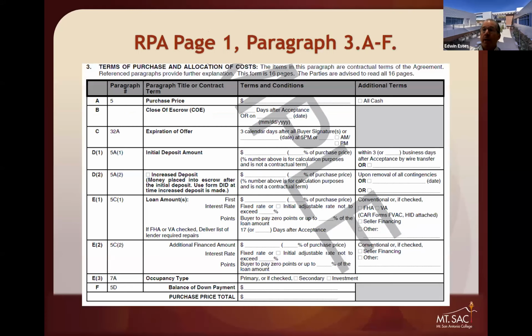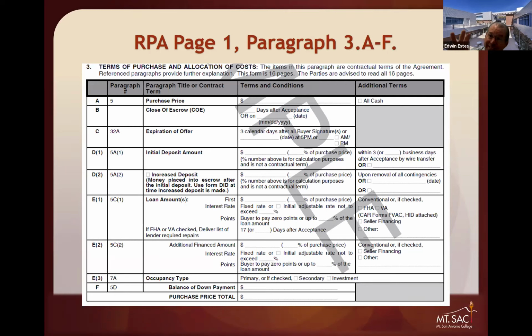Now we get into the dreaded paragraph 3, known also as the grid paragraph. That's what we're calling this. We're calling this the grid. And you'll notice that before we get into the grid, the last two sentences say, this form is 16 pages. Parties are advised to read all 16 pages.